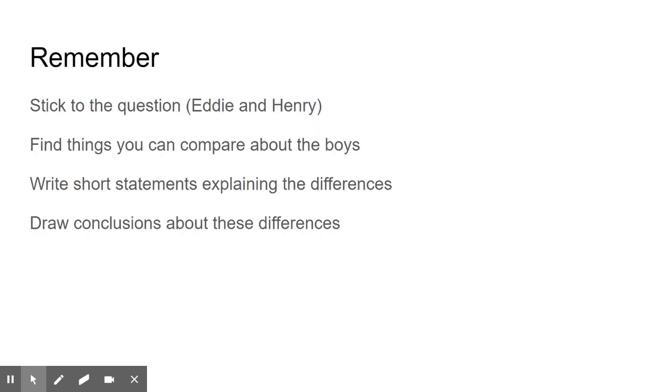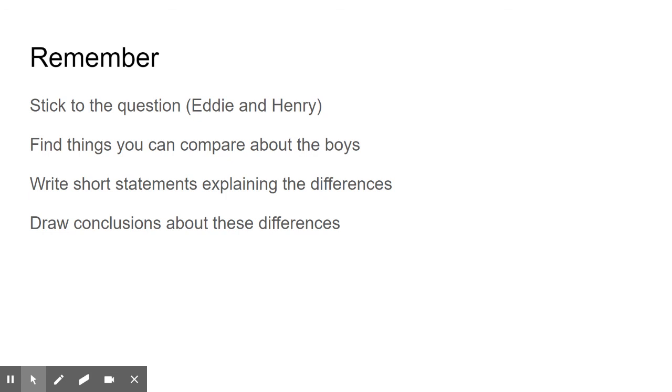So now, assignment 2. Hopefully you've already done assignment 1, which was the true or false question. Assignment 2, as I've said, is about schools and homework. You need to refer to source A and source B for this question. Use details from both sources. Write a summary of the differences between Eddie and Henry, which is 8 marks. Now remember, stick to the question. We're writing about Eddie and Henry, not Eddie and Henry's dad or their teachers or anything.